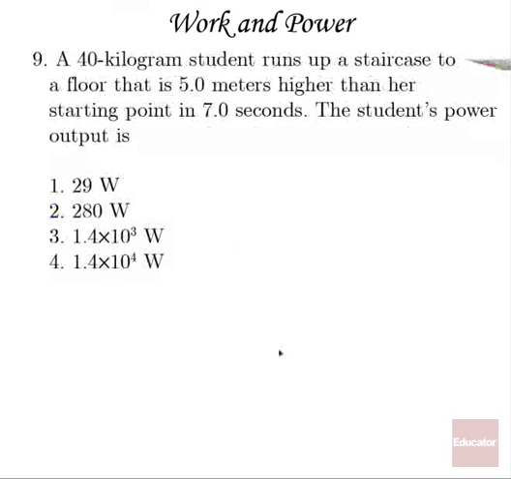One last problem here. A 40-kilogram student runs up a staircase to a floor that is 5 meters higher than her starting point in 7 seconds. The student's power output is, well, power is going to be work divided by time. But work is force times displacement. In this case, the force that the student must overcome is the student's own weight. So that's going to be mass times acceleration due to gravity times displacement divided by time.